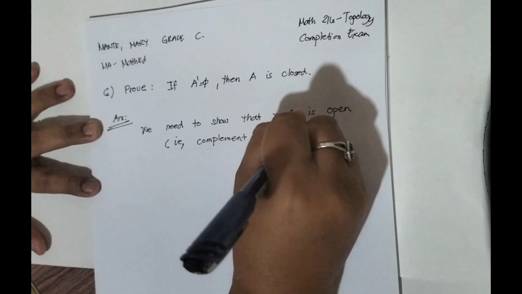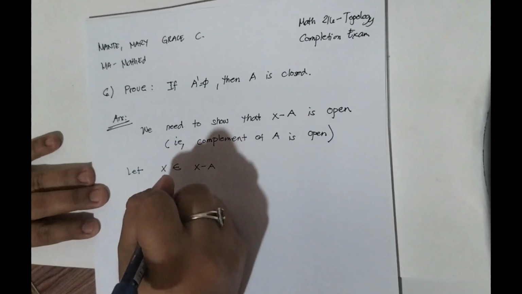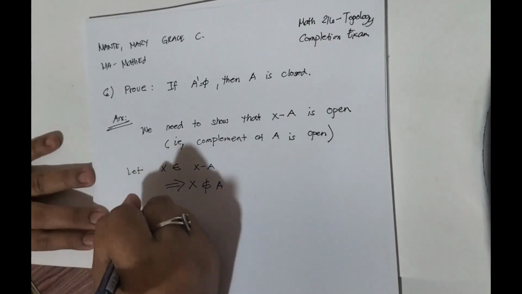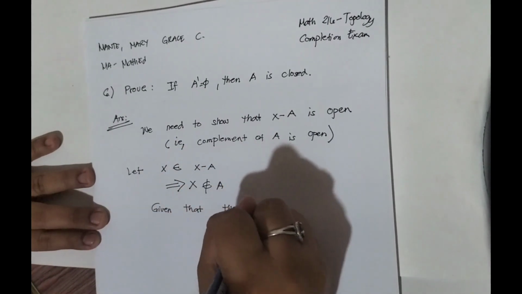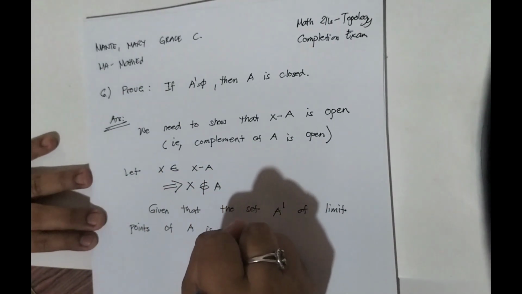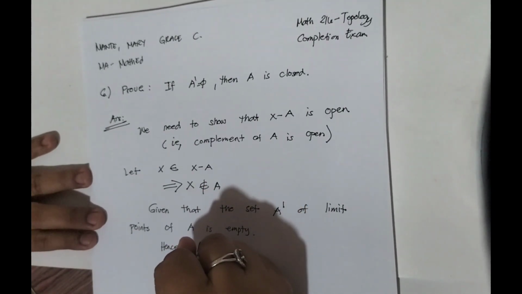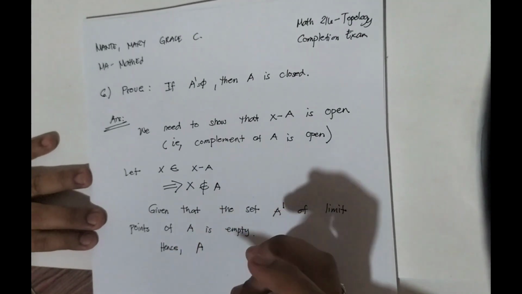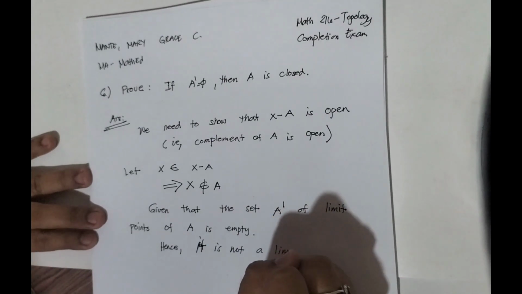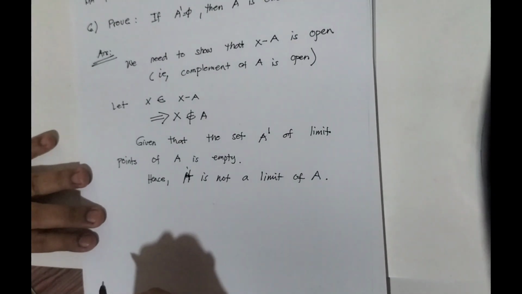So number 6: prove that if A prime is equal to the null set, then A is closed. So our solution: we need to show that X minus A is open, in other words, the complement of A is open. So let x be an element of X minus A. Then x is not an element of A, given that the set A prime of limit points of A is empty. Hence, x is not a limit point of A.